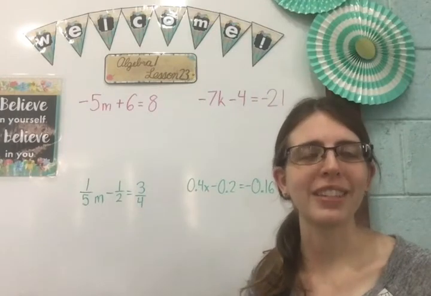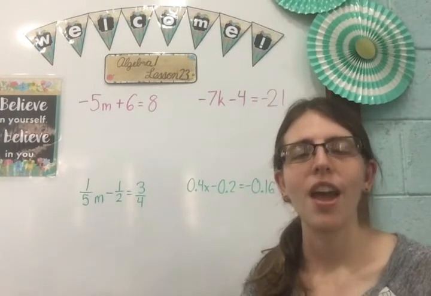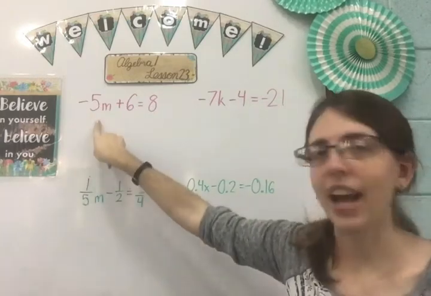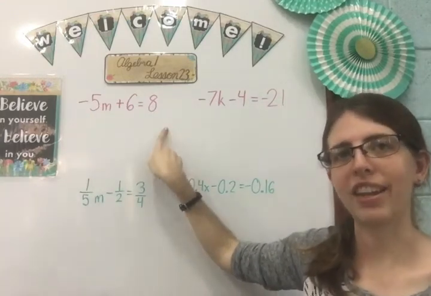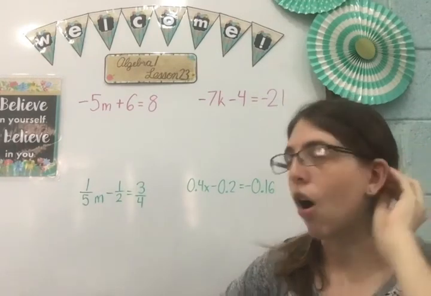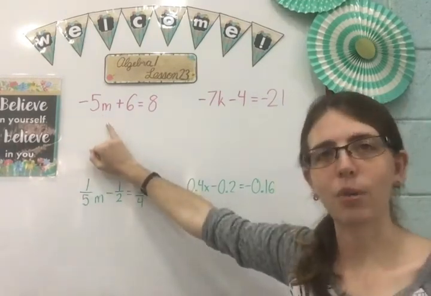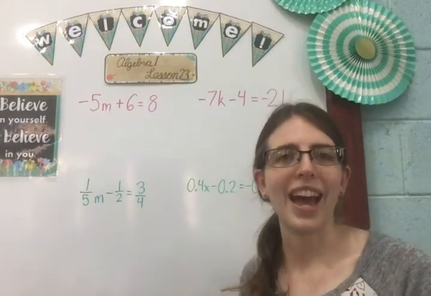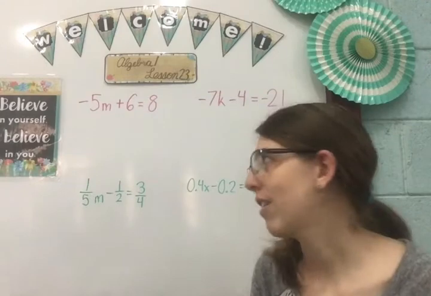Remember, there's two basic rules for solving your equations. You can add or subtract a number on one side as long as you also add or subtract that number on the other side, and your value will not change. You can also multiply or divide a number on one side as long as you multiply it on the other side. We use that in order to solve for our variables.